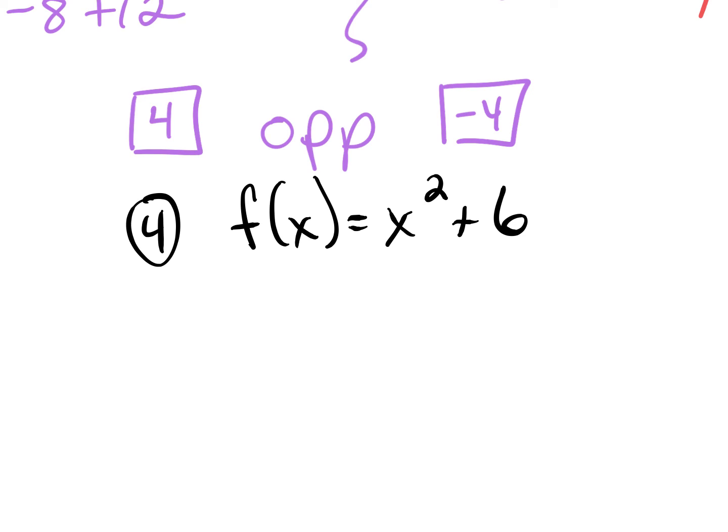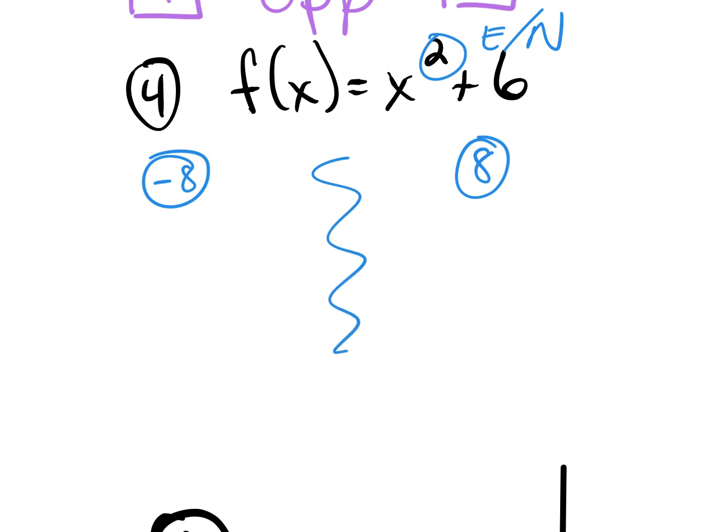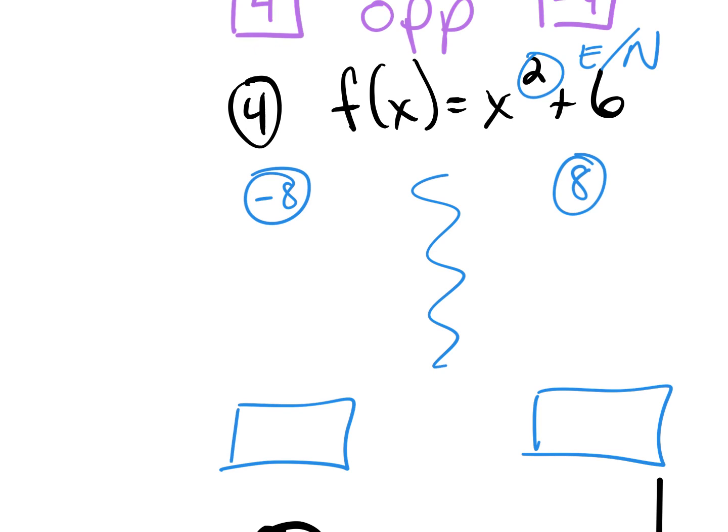Options: even or neither. Why is it those two? Yep, your highest exponent is an even number. Good. So let's do, I'm going to do 8. -8 and +8, just because I feel like it. Okay, so if this is an even function, the answers are going to be the same. Good.